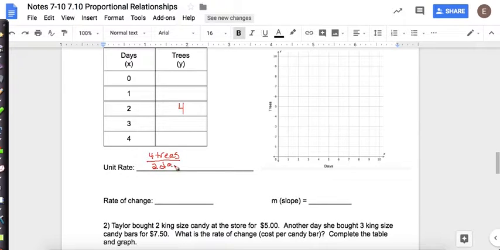so for 2 days. And we know that we can simplify that by dividing top and bottom by 2. So it's 2 trees for 1 day, okay? And a unit rate is how much for 1, so 2 trees per 1 day. So we can simplify 2 divided by 1 into 2. So we can say 2 trees per day.